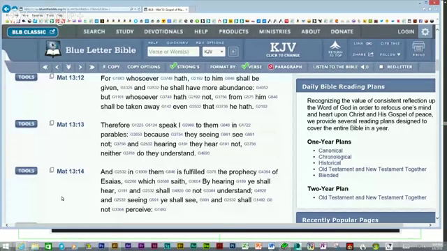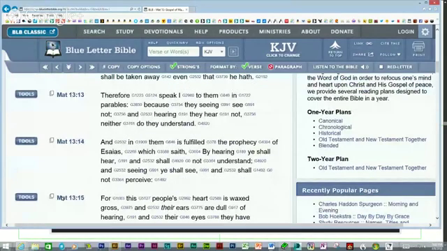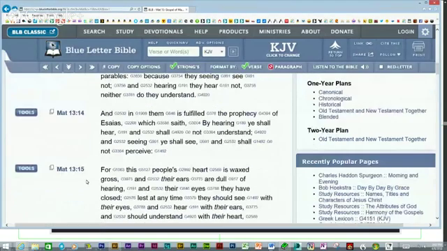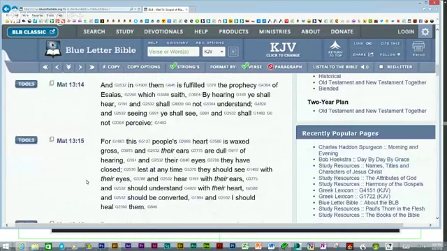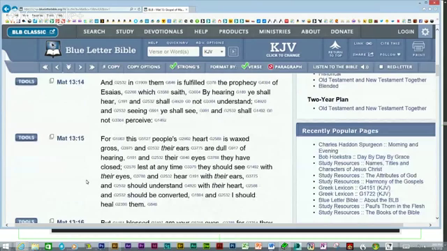Okay, so we're going to go back over to Matthew chapter 13:14, and it says, and in them is fulfilled the prophecy of Isaiah, which saith, by hearing ye shall hear and shall not understand, and seeing ye shall see and shall not perceive. In other words, you're not getting it. You're not seeing the truth because all you're getting is the stories from the Old Testament.